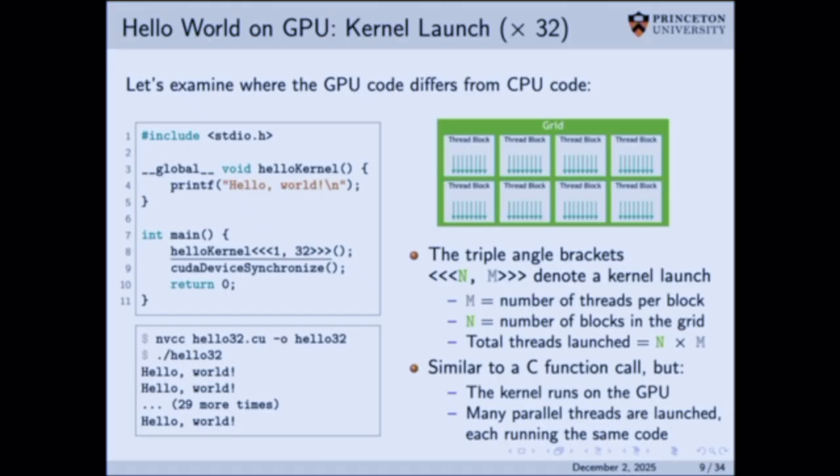Here's how we would launch a grid with 32 threads per block and one block. We just change the second parameter to 32, and it would print hello world 32 times. We can also change the value of the first parameter, so now we're launching 4 blocks of 32 threads each, and this would print 4 by 32, which is 128 hello worlds to the screen.